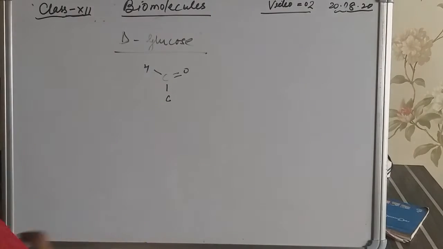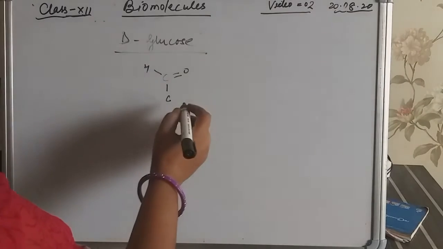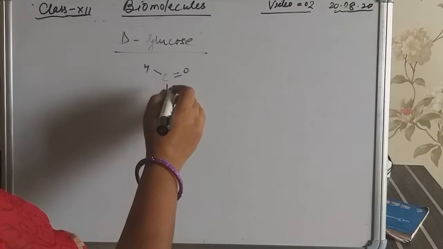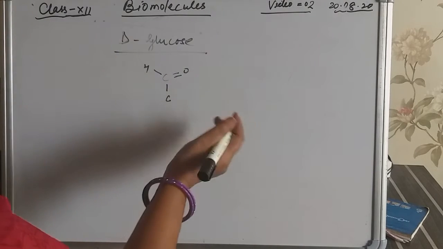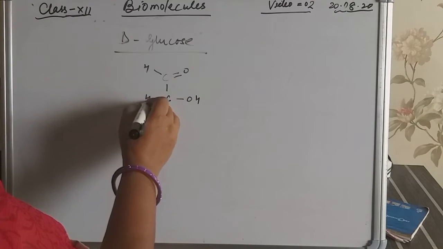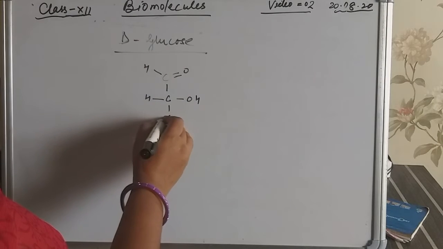During the arrangement of the 5 hydroxyl groups, the hydroxyl group at the second position is always kept on the right side.